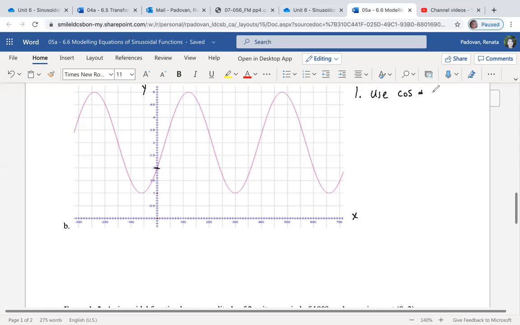Use cos and determine the phase shift. So in this case, I'm just saying I have a d value, right? So I know I'm using cos. Cos normally would start at a maximum, correct? So cos would normally start at, let's say, 1, which is the maximum, come down, come back up, come down to -1, come back up. In this case, this is my maximum, and I have to be careful here.